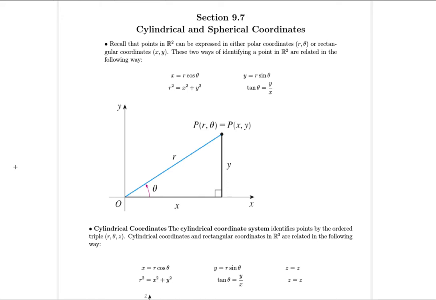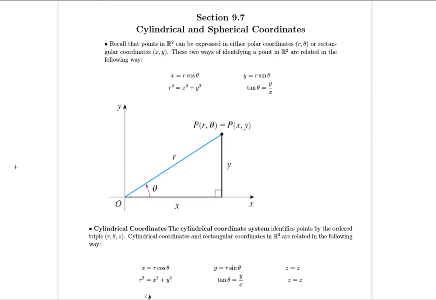In this section, we're going to study some alternate coordinate systems that we can use when we need to graph points and graph surfaces and things like that in 3 dimensions. And as a starting point, let's go with something that you've already studied in the past, which is polar coordinates.